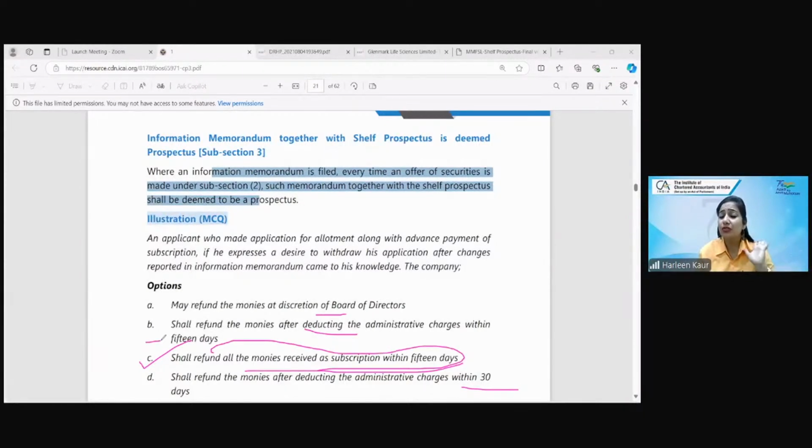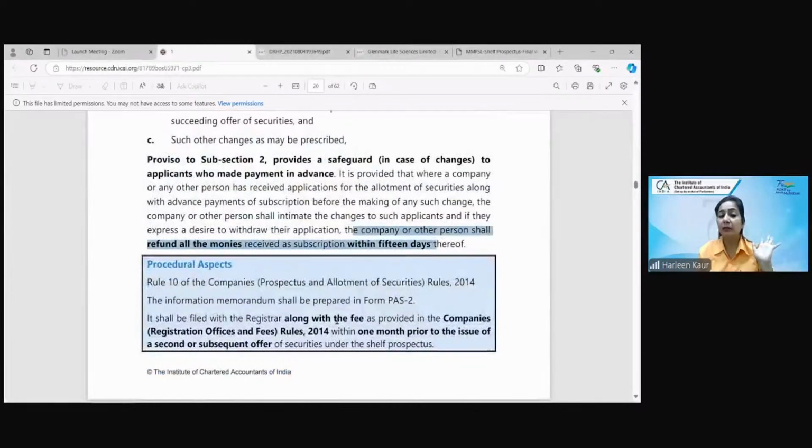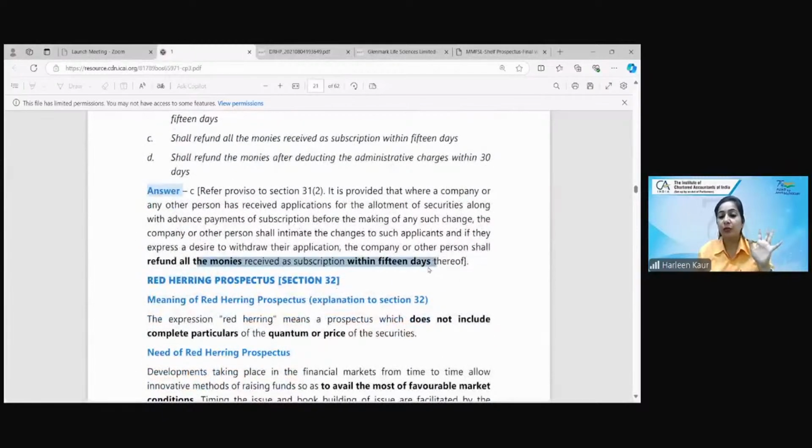Now this B point is just to confuse the students. They start thinking about any administrative charges. We have not learned any such thing. Just go by what is written over there in the app. It simply tells you that money has to be refunded within 15 days. That's it. Simple. बस जितना पढ़ा है, जो याद करा है, वो लिख देना है. Money has to be refunded within 15 days. That's it. Is that clear?